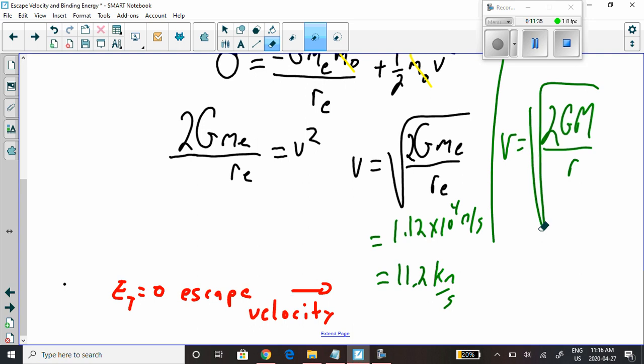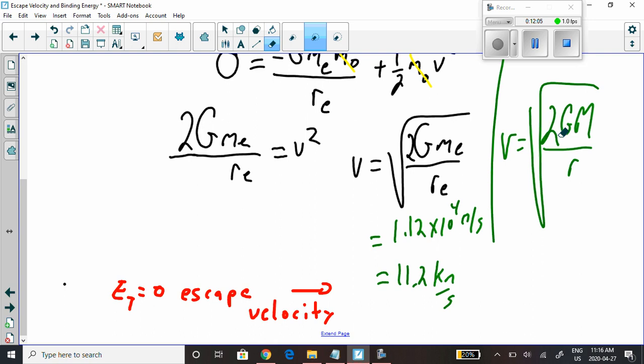You can calculate it for any object. If you want to know how fast you have to launch an object to escape from any mass, at any distance from the center of that object, here's the equation. So let's say I'm some satellite going around the sun at some orbital distance, and now I want this satellite to escape the sun.